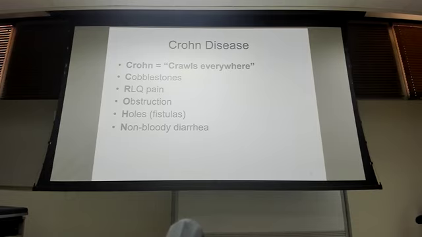Here's a helpful mnemonic for you all to remember Crohn's. So 2 C's for the mnemonic. Crohn's crawls everywhere. Like I said, anywhere mouth to anus. Cobblestone appearance. Those are little patches, like little discrete areas of inflammation. Usually right lower quadrant pain. Can lead to obstruction. It has holes or fistulas, which we'll define in further slides and give you some examples. And it's usually non-bloody diarrhea.